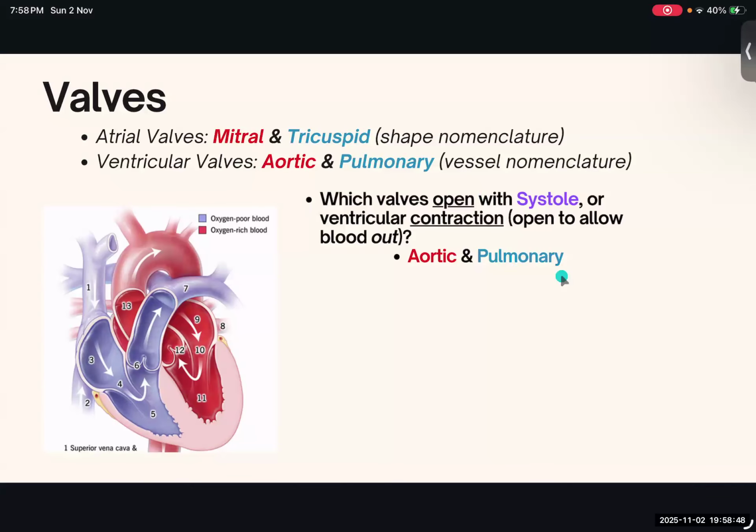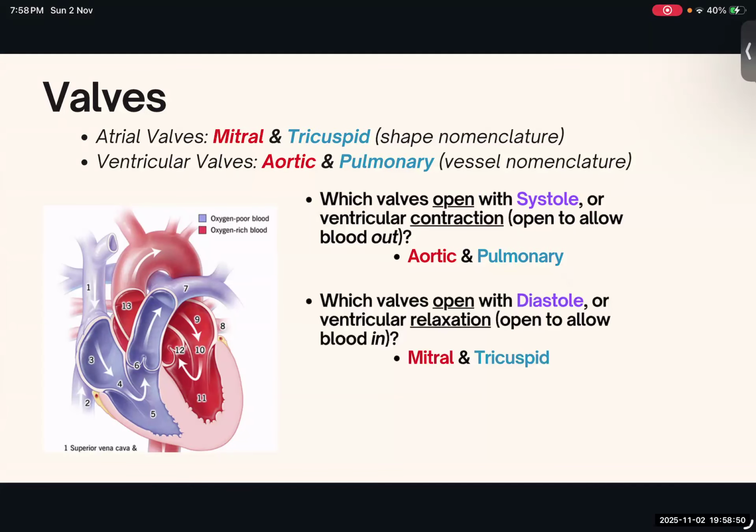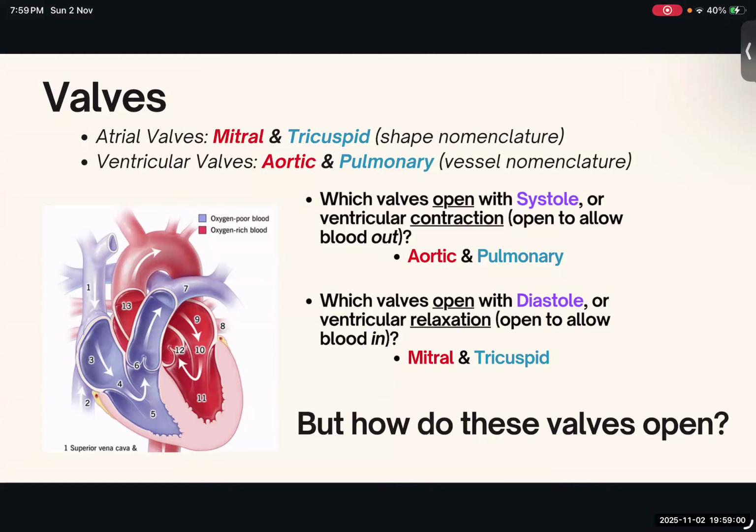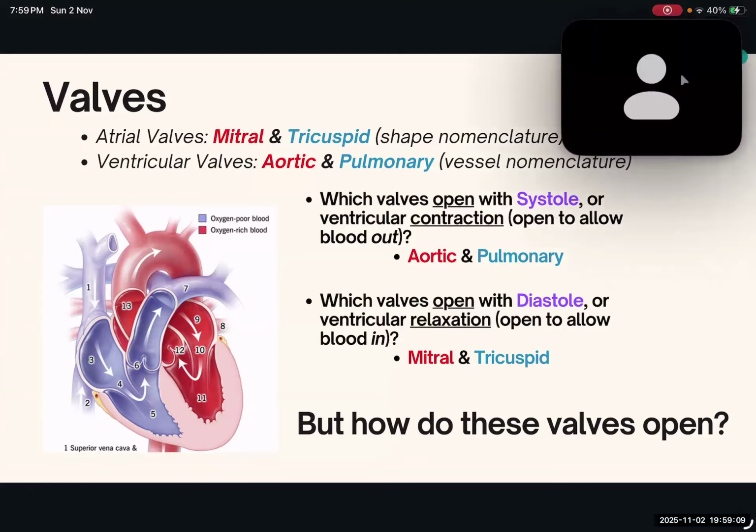Now, which valves open with diastole? They're going to be the mitral and the tricuspid valve, which is during the relaxation of the ventricles. But how do these valves open in the first place? Does anybody know how the valves actually open? Do they open on their own or what? I'm going to take answers.